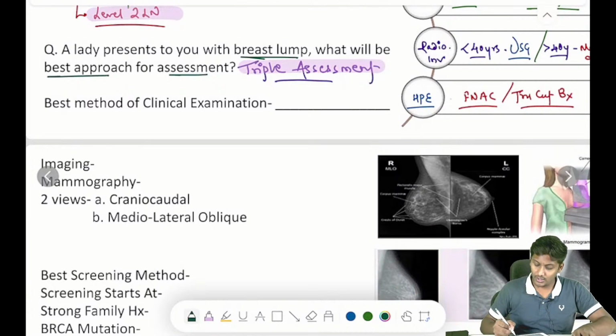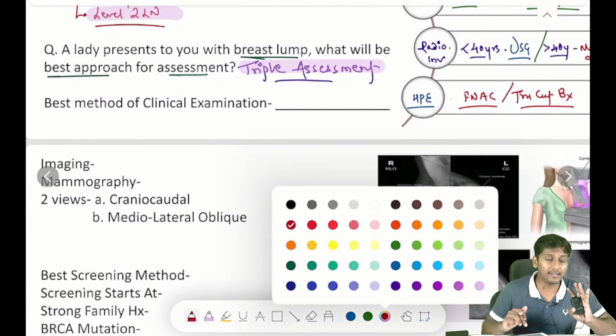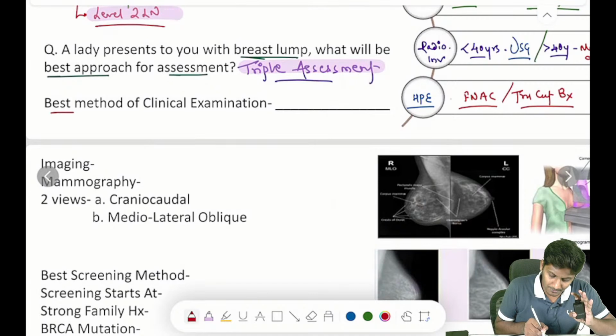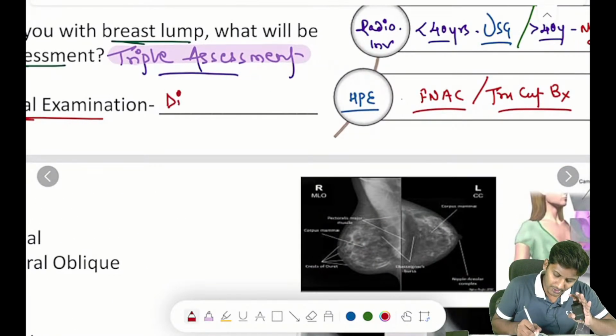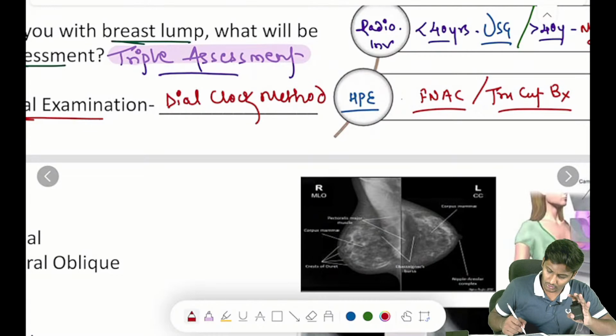So important is what is the best method of clinical examination, that they are going to ask you. So please remember, the best method of clinical examination for a breast lump is going to be the dial clock method. No issues with this, anybody? It is going to be the dial clock method. Okay, so yaad rakhna ye अच्छे से.